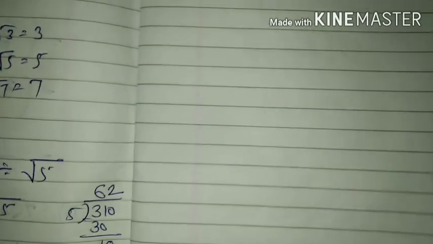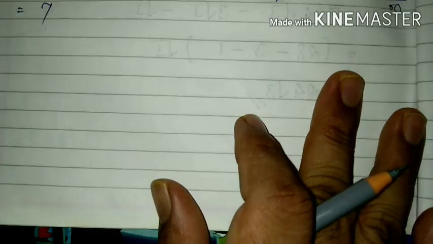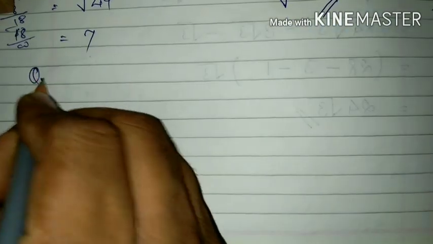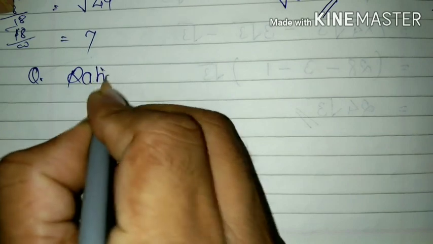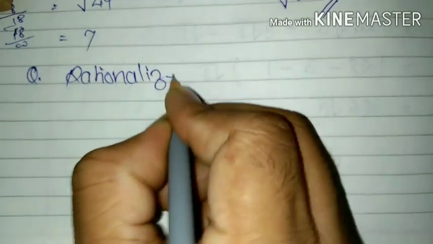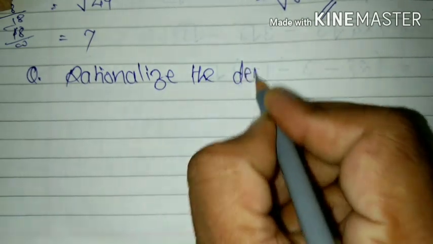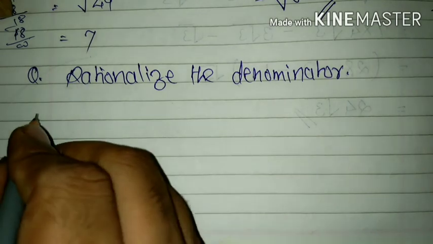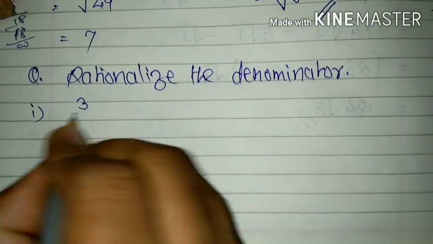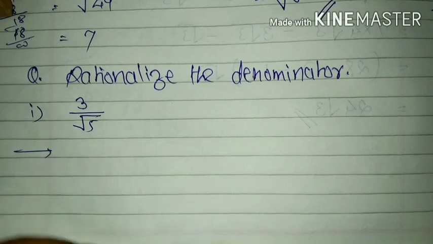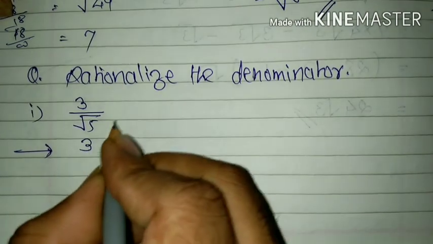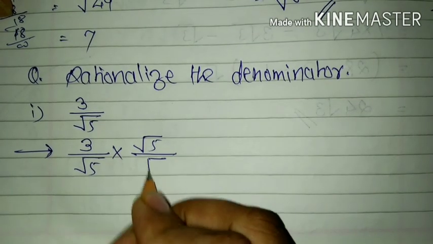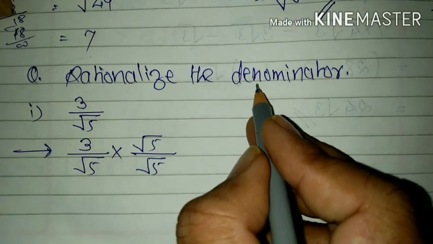The next question is rationalize. This one is the most important question of 9th standard. Okay, the question is: rationalize the denominator, and the question is 3 upon root 5. Question is very simple. 3 upon root 5 multiply by root 5 upon root 5. Whatever be the denominator, rationalize the denominator.